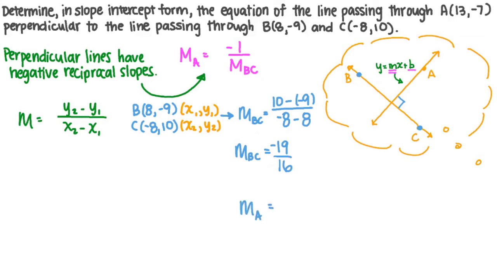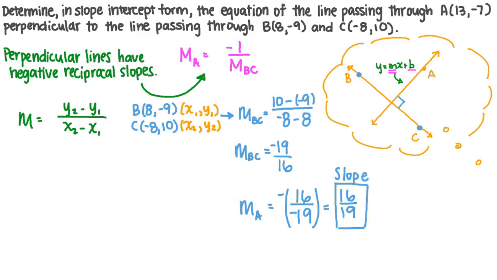The slope of the line containing point A is the negative reciprocal of this value. To find the reciprocal of a fraction, we flip it. The reciprocal of negative 19 over 16 is 16 over negative 19, but we have to be careful here because we need the negative reciprocal. And that means negative 16 over negative 19 simplifies to 16 over 19. The slope of the line passing through point A is then 16 over 19.